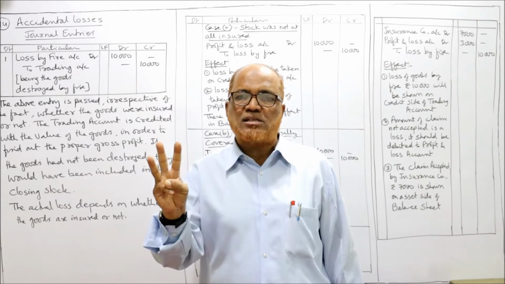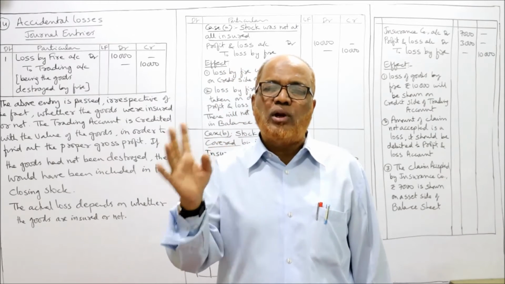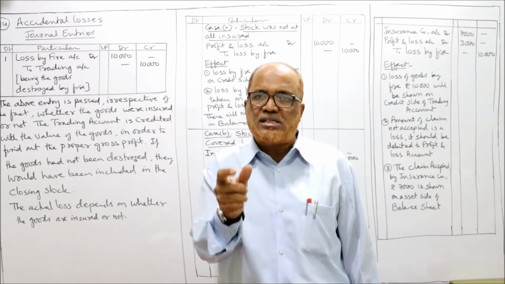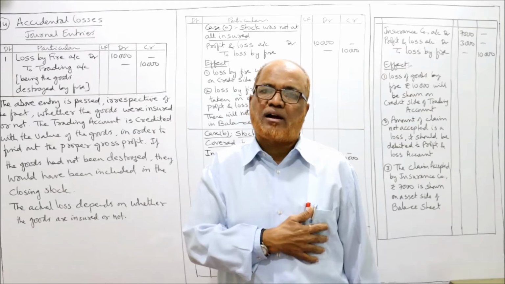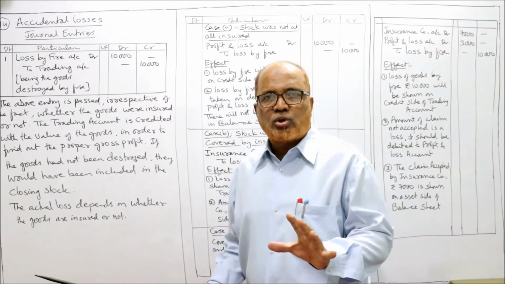So these three cases: first case, not at all insured; second case, fully insured; third case, partly insured. Under these three cases, what are the journal entries and what is the effect on final accounts? We have to explain. Now, see carefully. You have understood the problem.